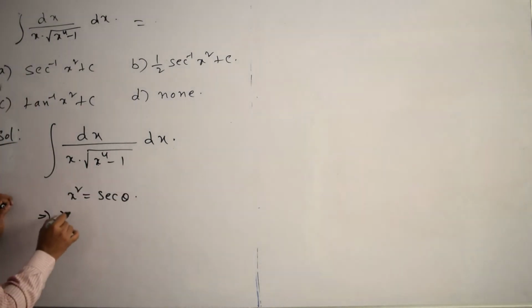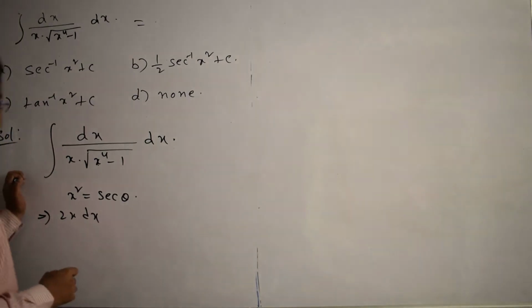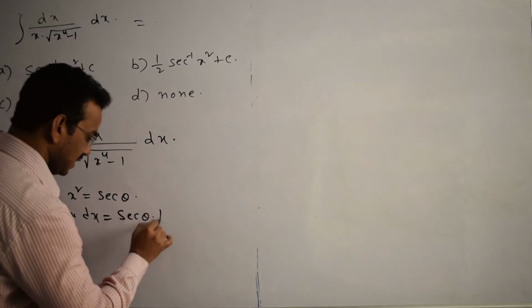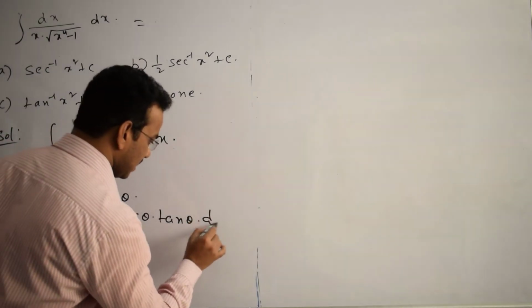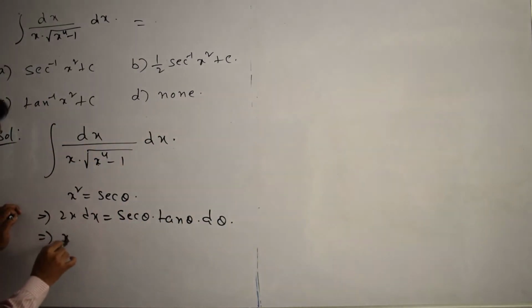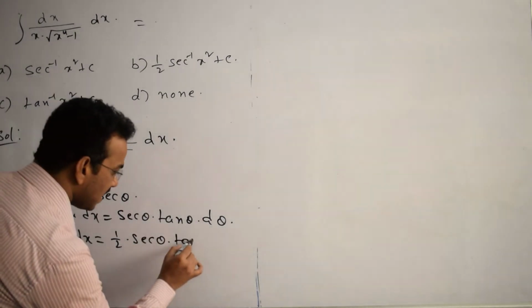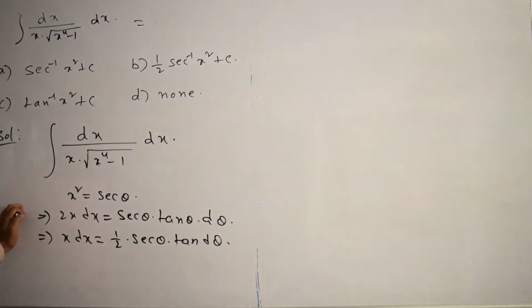So this implies, taking the derivative with respect to x on both sides, 2x dx equals the derivative of secant theta, secant theta into tan theta d theta. So this implies we require x dx, finally 1 by 2 secant theta tan theta d theta. Now I am going to substitute.